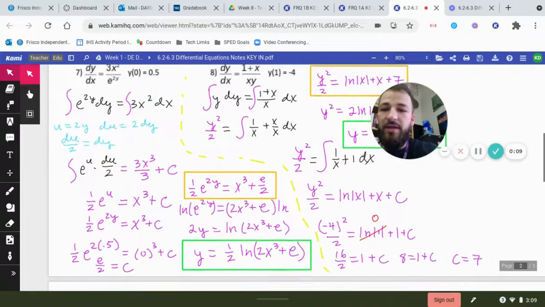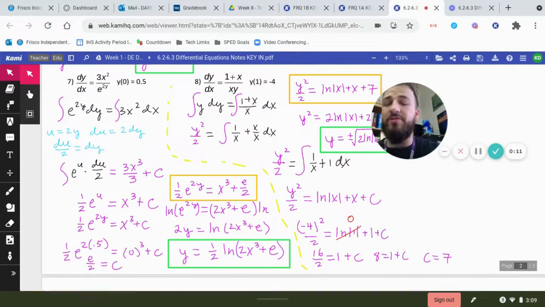So number 7, a little bit crazy. So if 7's the one that threw you off, that's okay, because 7's kind of hard. So on the left side, we have e to the 2y, which is going to be a u substitution. You can see we take that 2y out, which gives us that extra 1/2. On the right side, it's just 3x squared, so 3x cubed over 3. As we solve out, we plug in, we get 1/2 e to the u is equal to x cubed plus c. So that's my function. Plug back in for u. We get 1/2 e to the 2y is equal to x cubed plus c.